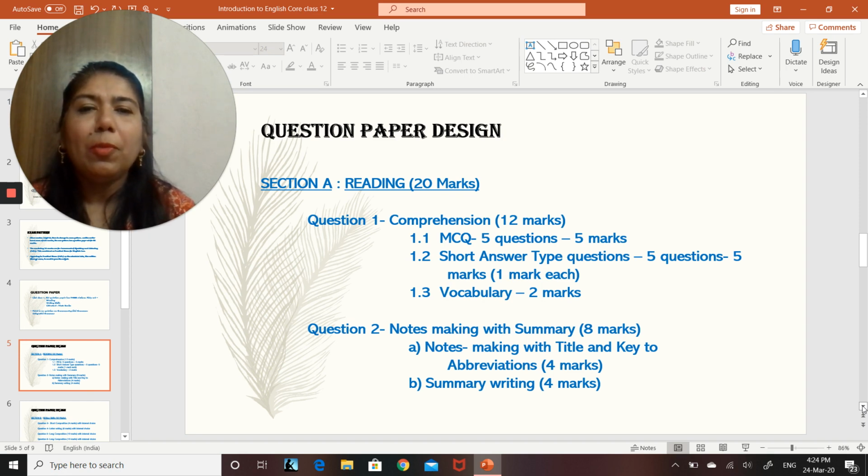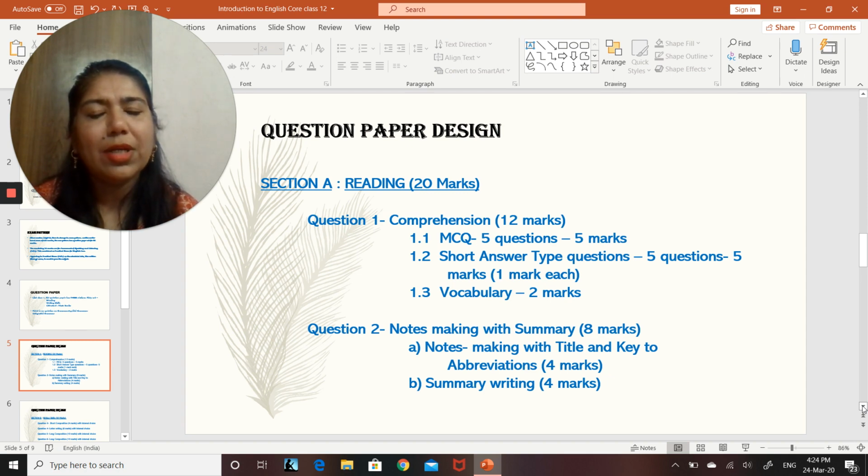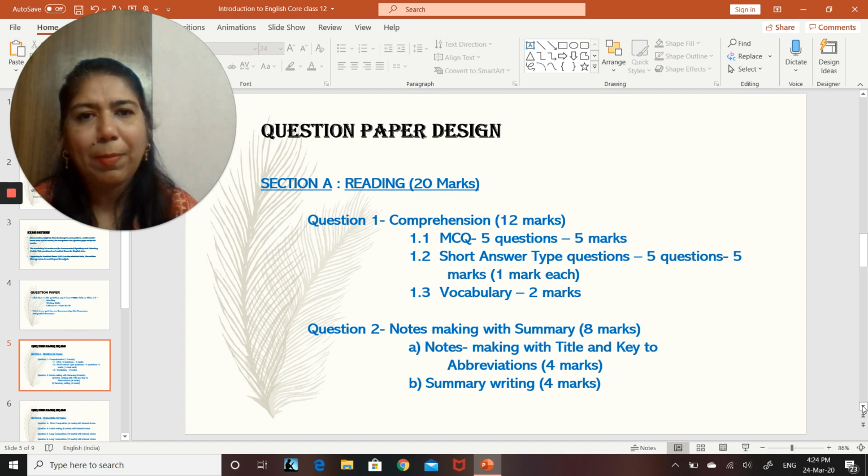Students are supposed to pick out that correct answer and write it down along with the option number. There are 5 multiple choice questions and each one carries 1 mark. This subpart is followed by very short answer type questions that are 1 marker each. And comprehension ends on a vocabulary question worth 2 marks, in which either the meaning is given and the student has to pick out the word from the passage or poem, or he has to write down the antonym or synonym.